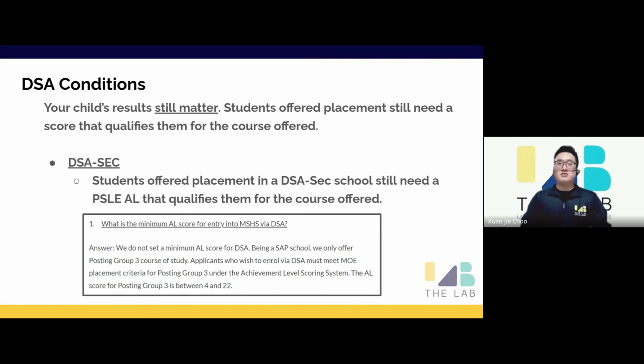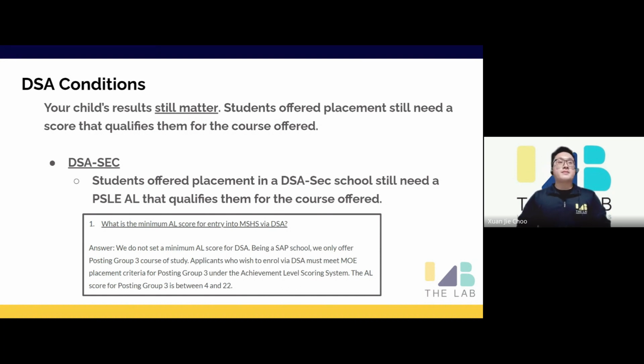If you look at the example below by Maris Stella High School, Maris Stella High School has no set minimum AL score for DSA, but because of them being a SEP school, they can only offer posting group 3 as the AL limit. So any students applying for DSA must meet this posting group 3 limit for their PSLE results, which means that your AL must be between 4 and 22, in comparison to your usual about 7 to 10 points for PSLE. So there is still a limit, although this limit is actually stretched quite far because of the DSA program.